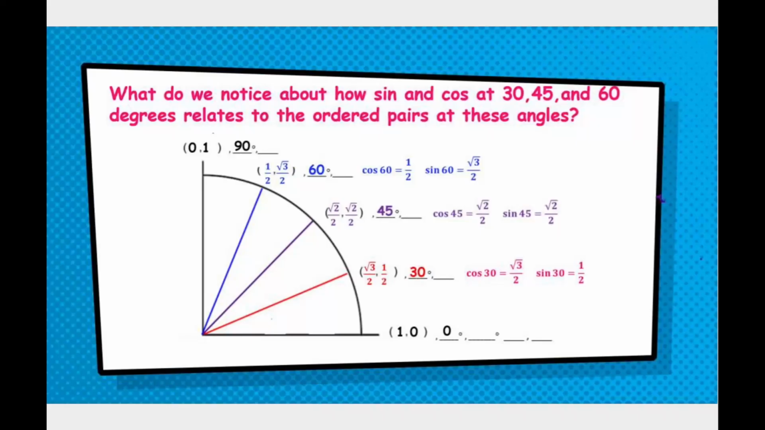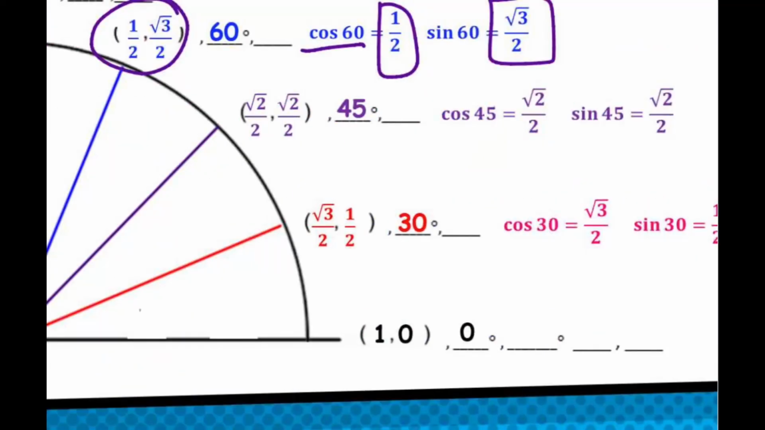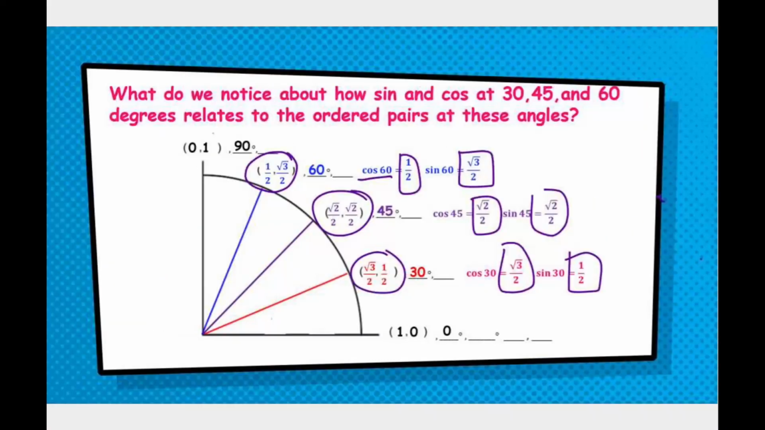And I'm giving this to you because I want you to try to see some type of pattern before we go. These are the values at these different angle measurements. So what do we notice about how sine and cosine at 30, 45, and 60 degrees relate to the ordered pairs of these angles? If I tell you cosine of 60 is 1/2, and sine of 60 is square root of 3 over 2, and I say the cosine of 45 is that, and the cosine of 30 is that, and the sine of 30 is that, then what do I notice about the relationship between those values and the actual ordered pairs?